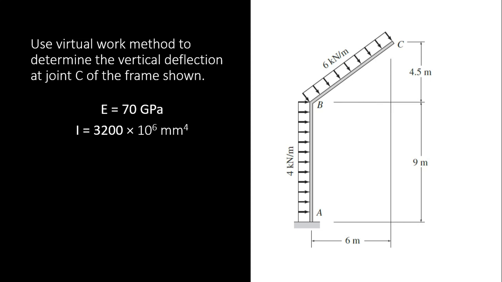So, for segment AB, 4 kN per meter times 9 meters. That is 36 kilonewtons. Ito naman sa segment BC, since it is 4.5 meters vertical and 6 meters horizontal, so 4.5 divided by 6 is 3 over 4. So, this has a slope of 3 vertical, 4 horizontal. So, we have a 3, 4, 5 triangle. Which means the length of BC is what? 7.5 meters. So, 6 kN per meter times 7.5 meters, that is equal to 45 kilonewtons.